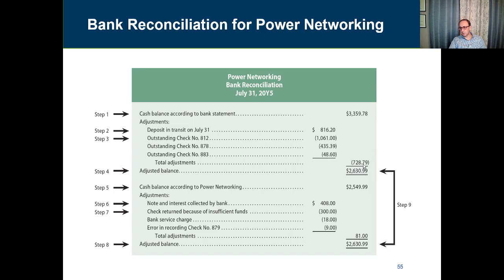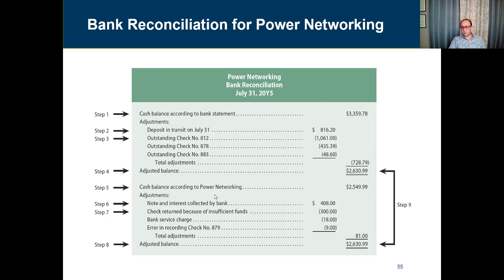So we subtract the $728.79 from the $3,359.78, and we get the new adjusted balance of $2,630.99. If the total here is a positive value, then we just simply add it to the cash balance. So we don't always subtract. It just happened that the total of these 4 numbers turned out to be a negative value, and that's why we're subtracting it from here.